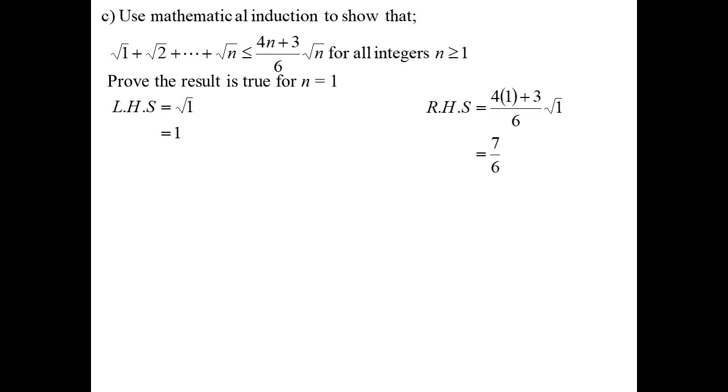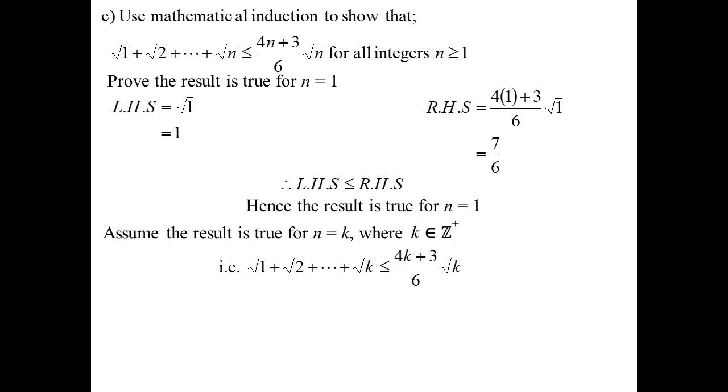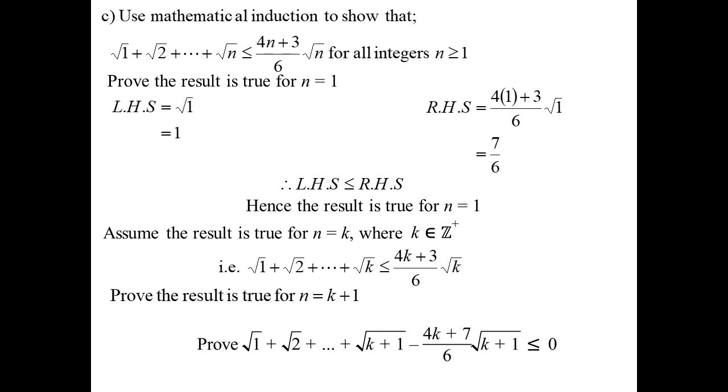Now they want us to do an induction to prove the other half. So now that all of those things are less than or equal to this expression. Okay, let's do our induction. First case, n equals 1. Left-hand side's 1. Right-hand side is 7 on 6. And yep, 1 is less than 7 on 6. So it works for the first case. My assumption will be root 1 up to root k is less than or equal to (4k plus 3) on 6 root k. We now want to prove true for k plus 1.